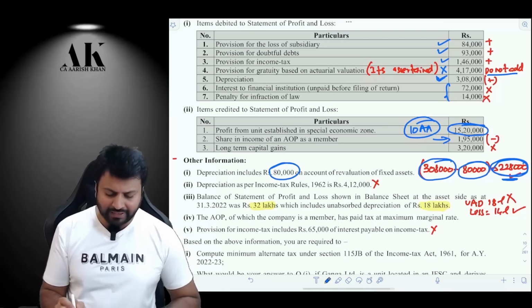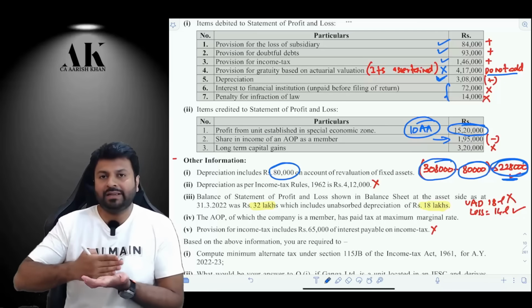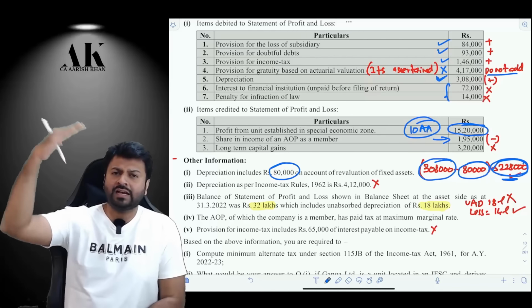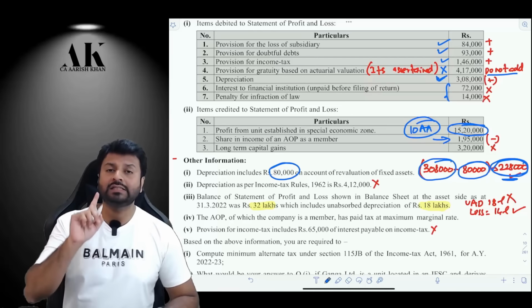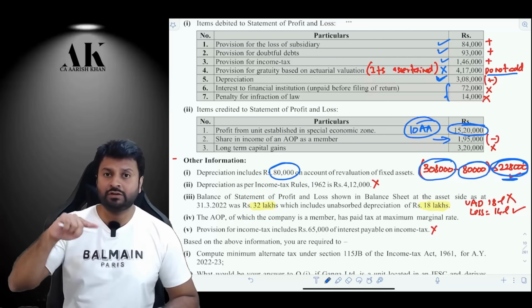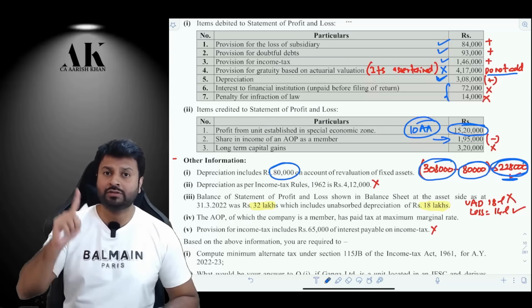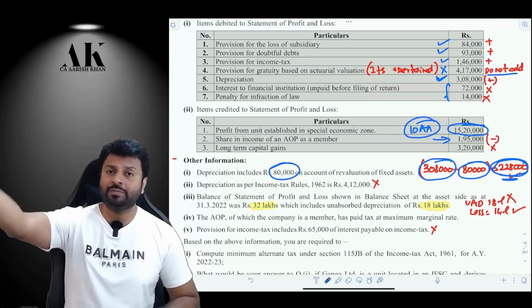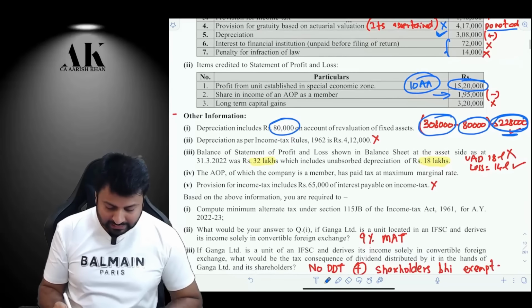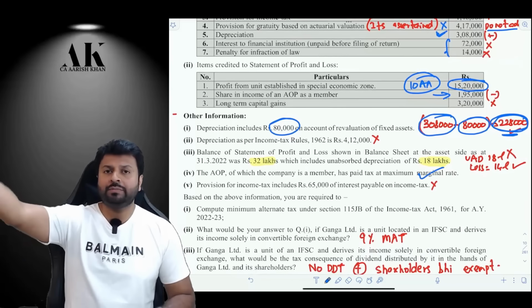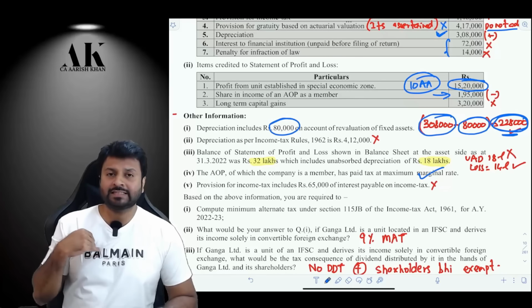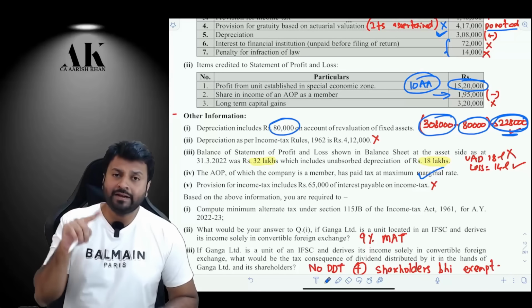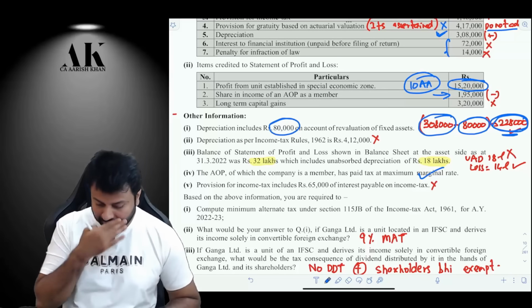Next, share of income from AOP as a member. Now this company is a member in an AOP. And if it is earning some share of income from that AOP, then that has to be reduced from book profit. The way the share of profit from a firm is reduced, the same way the share of profit from an AOP is also reduced when the AOP has paid tax at MMR. And it is written in the question that the AOP has paid tax at MMR. If the AOP has already paid the tax at 42.744%, then that share of income is exempt under Section 86 under the normal provisions, and in MAT also it is not liable to tax.